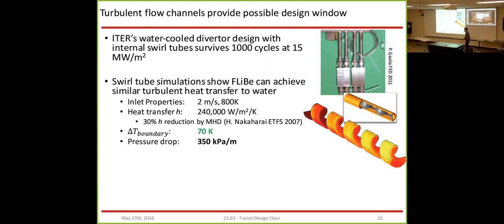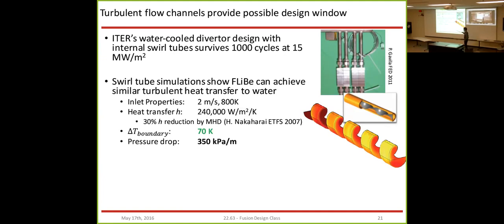There's a slight caveat here: while FLIBE has a low conductivity, it still has some finite amount of conductivity. And so there's some MHD effects that may reduce this number. Based on some experimental tests of analogous conductivity water, we believe that there could be up to a 30% reduction in the turbulent heat transfer. And so, to be conservative, we applied a 30% reduction to our H all across the board. But this would be an area of future research.